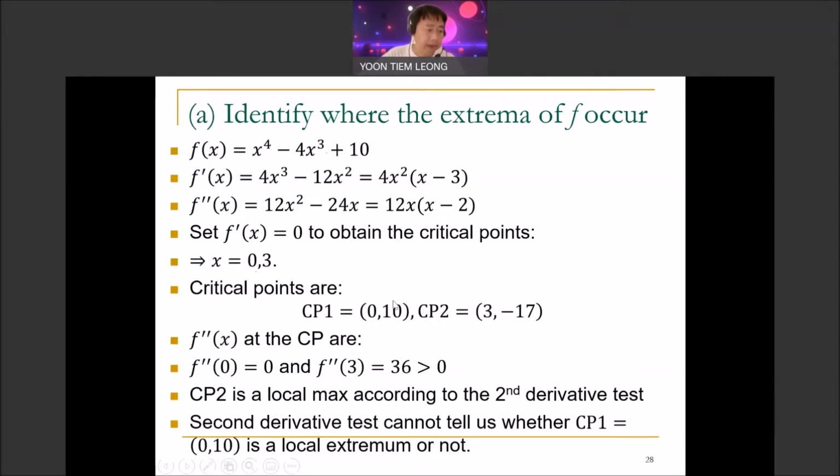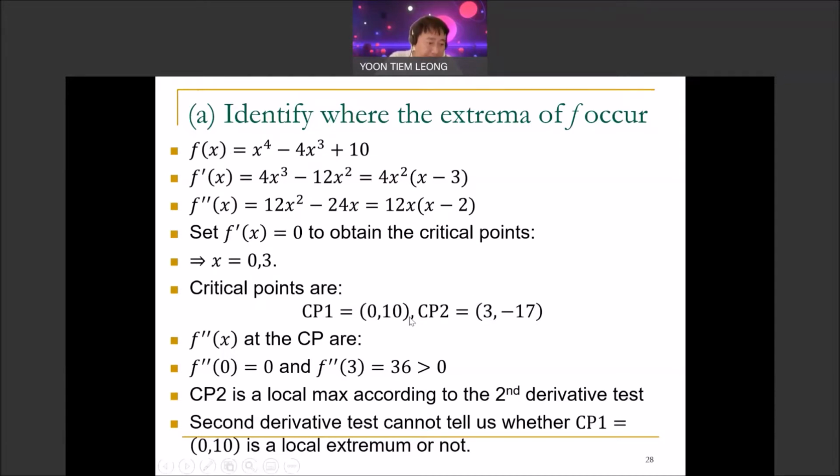The value of 10 is obtained by putting 0 into the function, and the value of -17 is obtained by putting the value of 3 into the function. So these two are the critical points, CP1 and CP2. Now once you have identified the critical points, the next thing to do is to find out whether each critical point is a local maximum or local minimum by using the second derivative test.